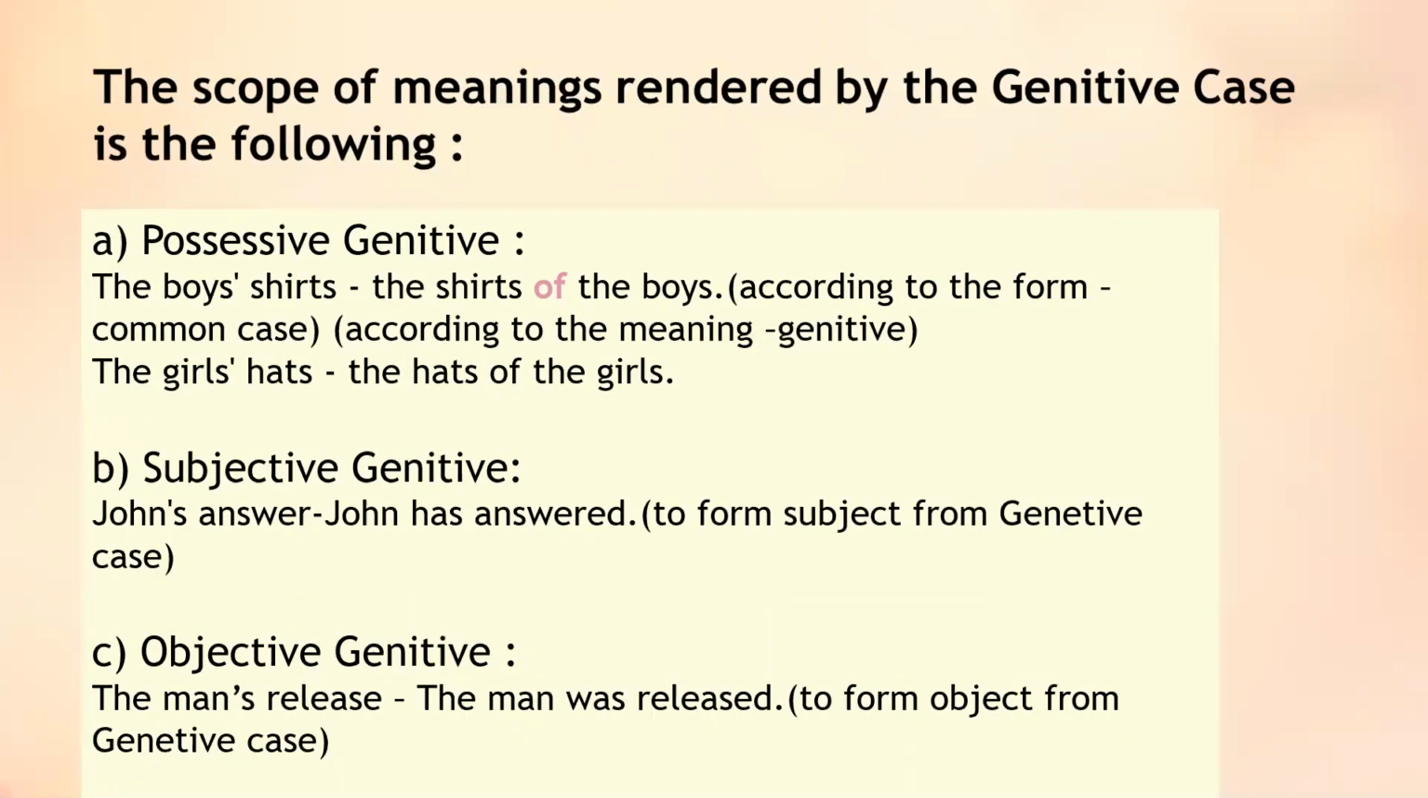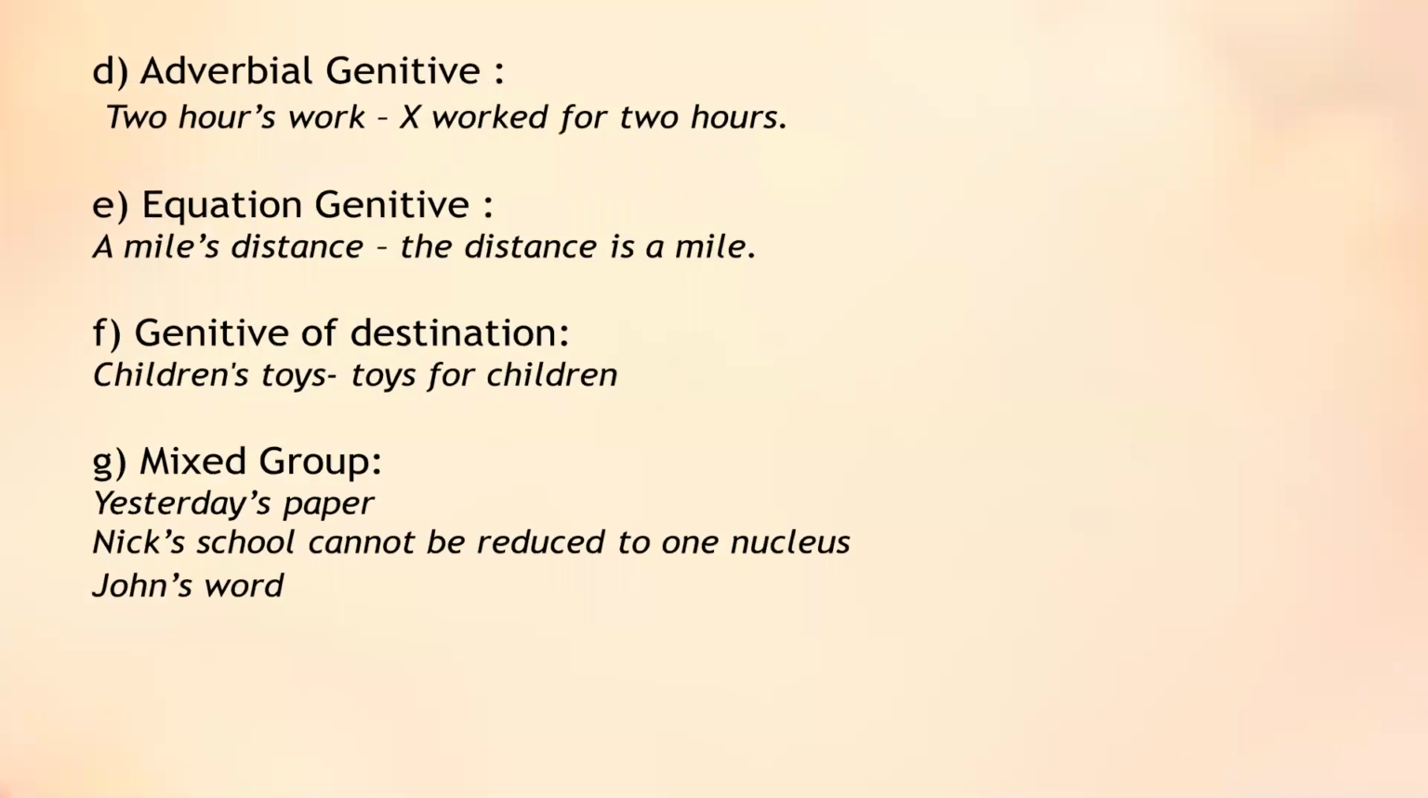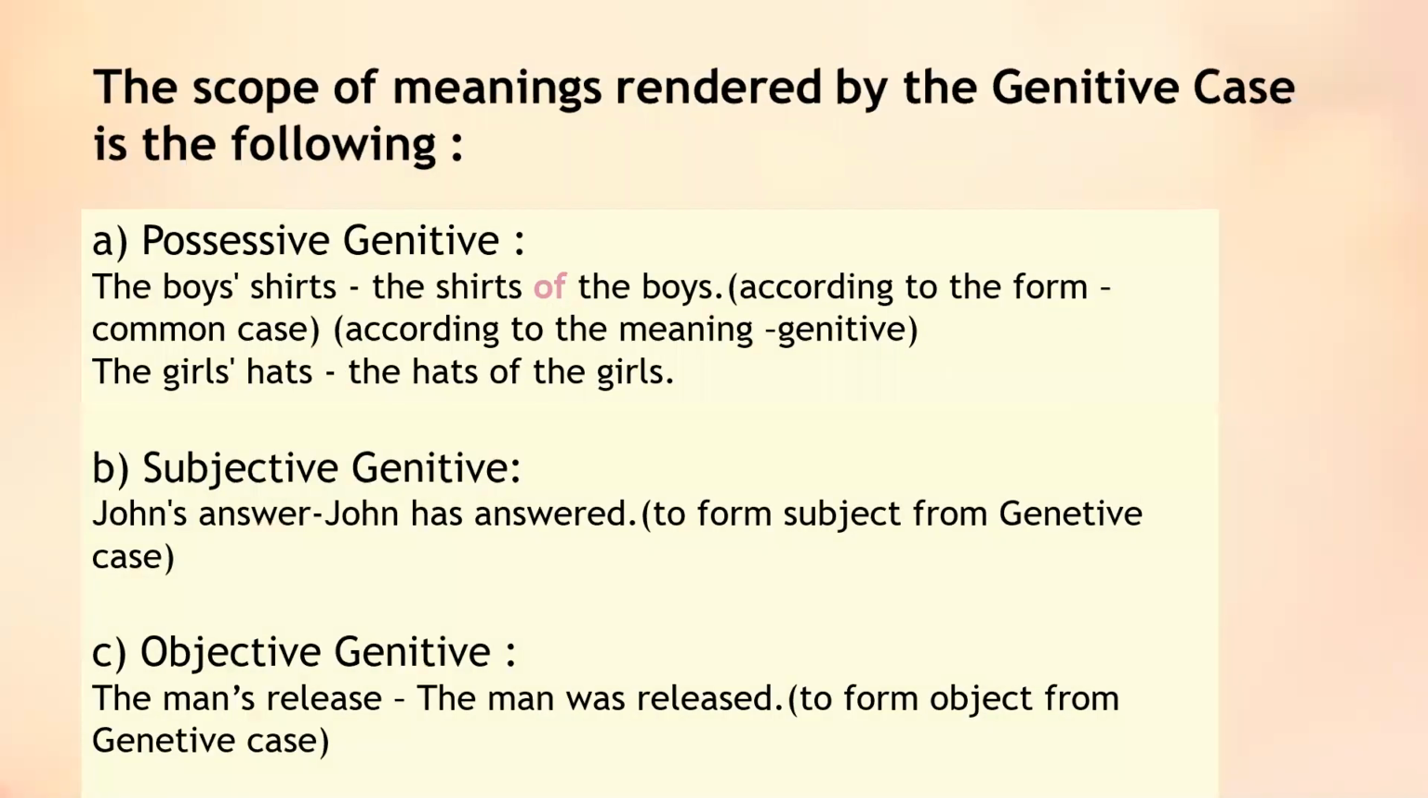The scope of meaning rendered by the genitive case is the following: possessive genitive, subjective genitive, objective genitive, adverbial genitive, equation genitive, genitive of destination, and the mixed group. Here are examples for the possessive genitive, for example, the boys' shirts, the shirts of the boys. So according to the form, common case, or according to the meaning, genitive, the girls' hats, the hats of the girls.